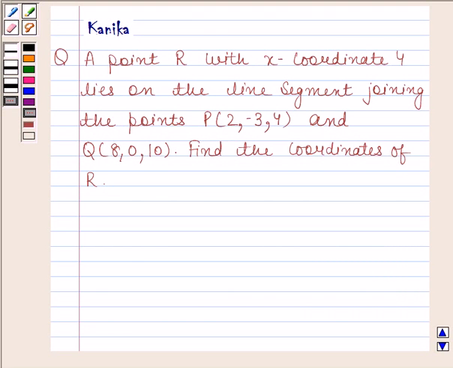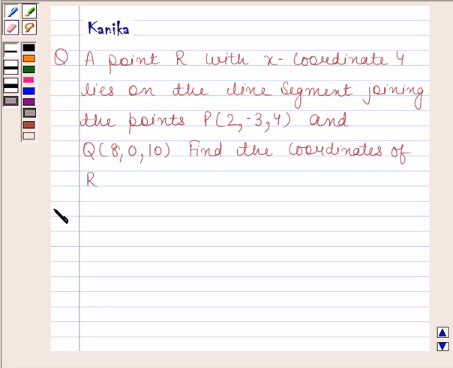Let us discuss the following question. The question says a point R with x coordinate 4 lies on the line segment joining the points P having coordinates 2, minus 3, 4 and Q having coordinates 8, 0, 10. Find the coordinates of R.